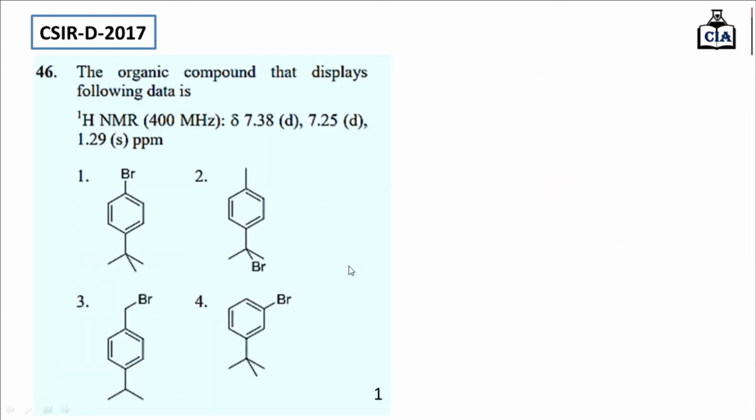Now next question from CSIR December 2017. In this question we have the following NMR data. We have to match this NMR data to the following organic compounds. In this NMR data we have total 1, 2 and 3 signals. So our compound should contain 3 types of proton. Here is the first type, this is the second type, and this is the third type. So only option first has 3 types of proton, so option first is the correct answer. If you calculate all the other options, there are more than 3 types of proton, so all these options are incorrect. Hence the correct answer is the first.